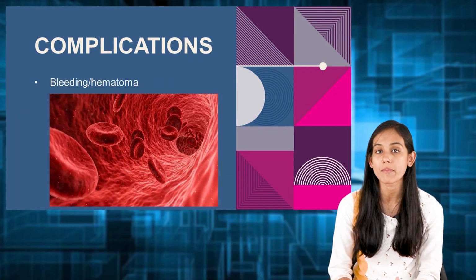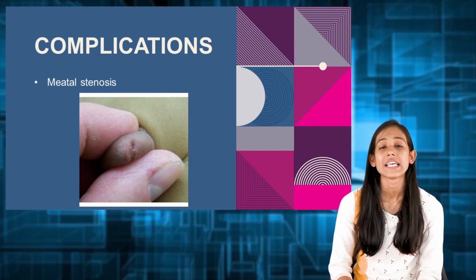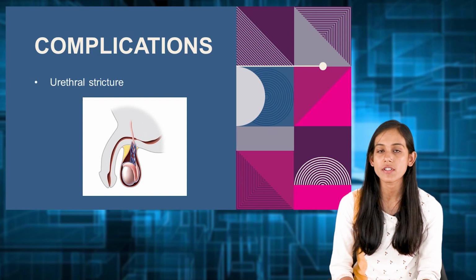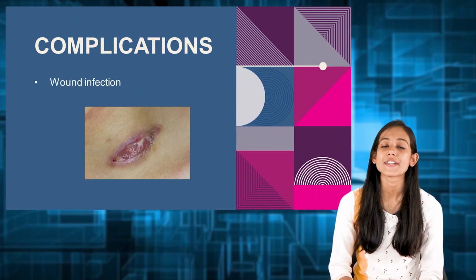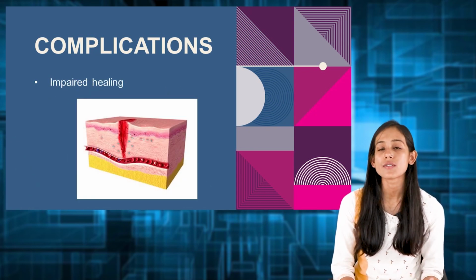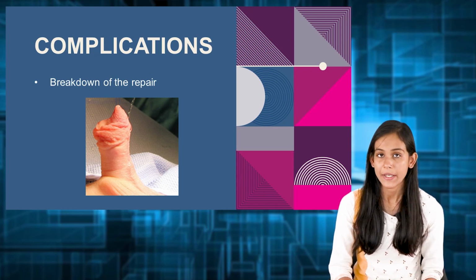Now moving on to the complications of hypospadias. The first thing that can happen as a complication of hypospadias is bleeding or hematoma. Then there can be meatal stenosis. There can also be urethral stricture or urethral diverticulum. Wound infection might occur, or impaired healing, and with that there can also be breakdown of the repair. So these were the complications of hypospadias.